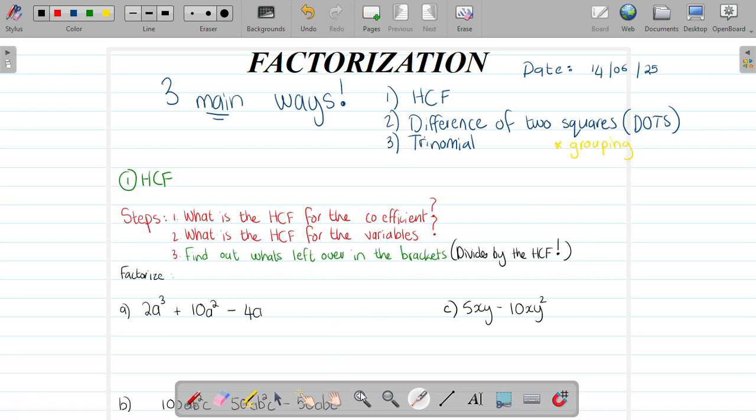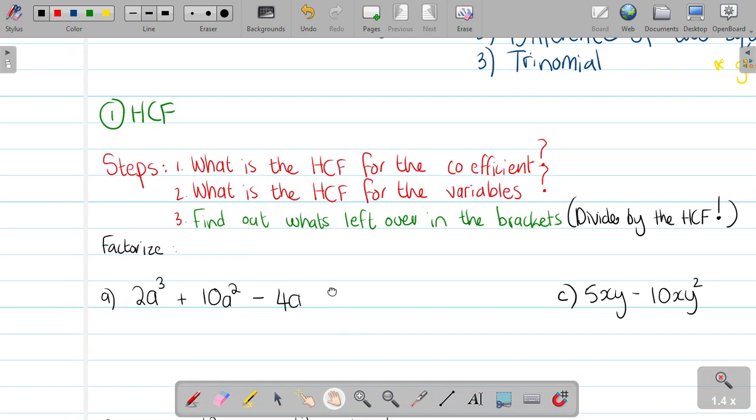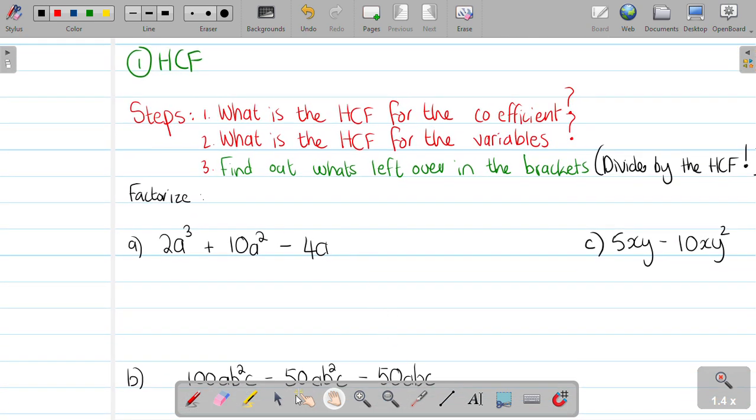Today, we're just going to have a look at the HCF method. So let's have a look at it together. Step number one is, what is the HCF for the coefficient? I'll explain what that means. What is the HCF for the variables? I'll explain what that means. And then lastly, find out what's left over in the brackets and divide by the HCF. So let's see, how do we put this into practice?